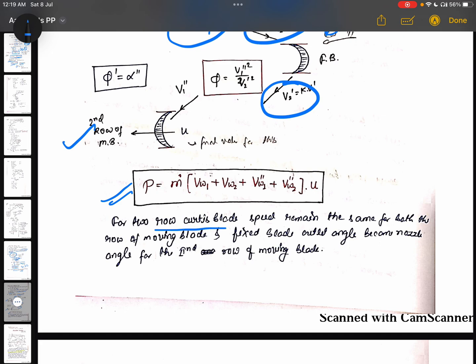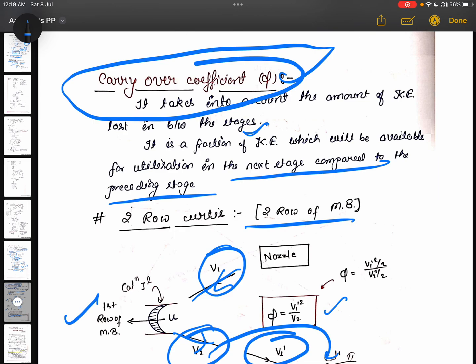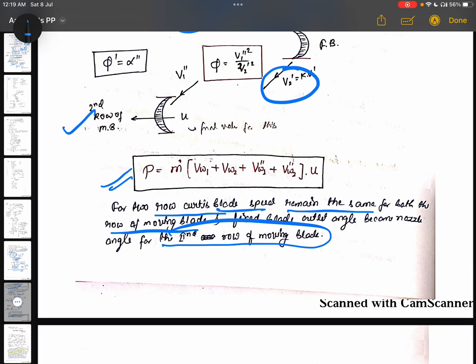For two row Curtis, blade speed remains the same for both rows of moving blade. The fixed blade outlet angle becomes the nozzle angle for the second row of moving blade. Yes, fine, that's clear. So this is called the carryover coefficient. Try to remember it: it is how much kinetic energy is available for the next stage of the steam turbine. In the next class we'll cover the reaction turbine. Thank you so much.